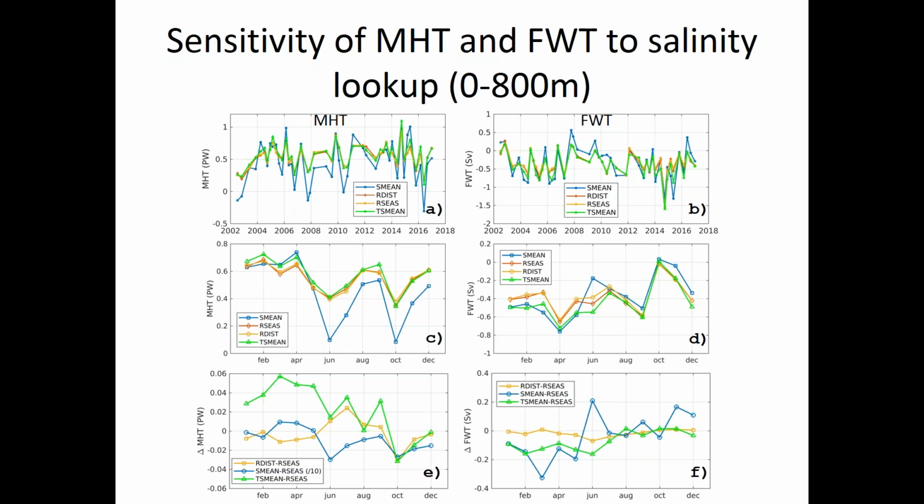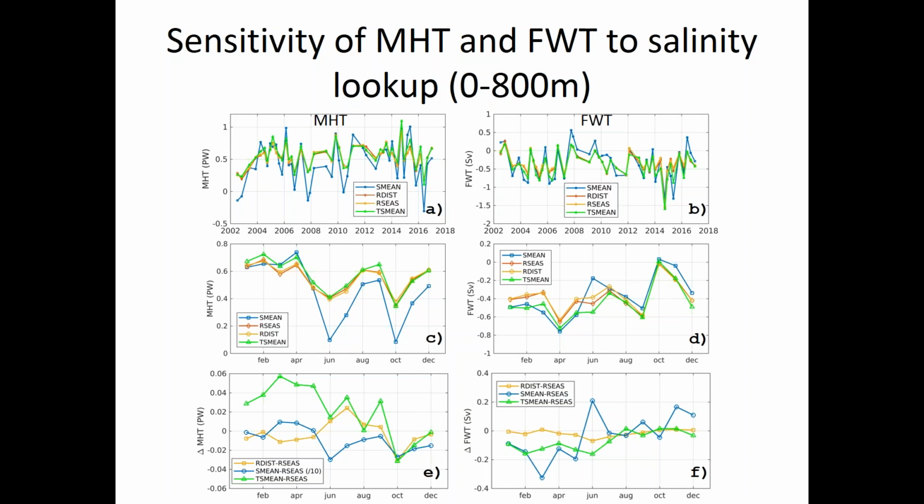And here, looking at the climatology, we see that for just using the mean salinity the variability is much higher in the climatology, because that compensation between salinity and temperature tends to reduce the variability of the seasonal cycle here.